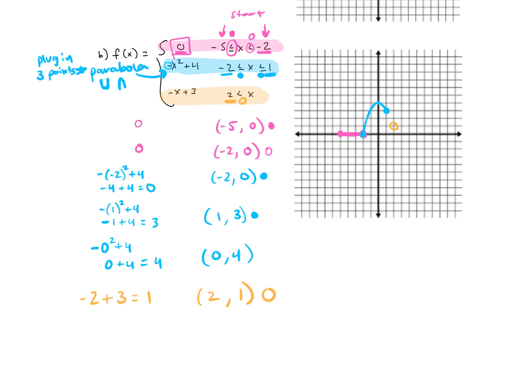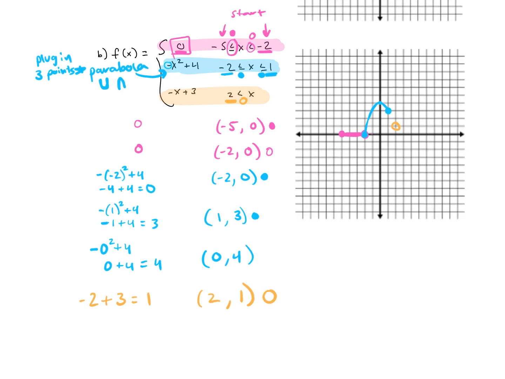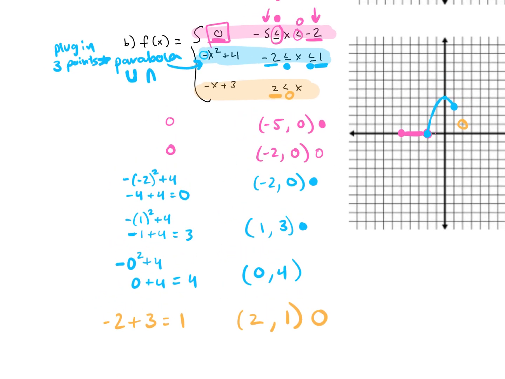Now we just have a point here. What type of graph do we have here? It's negative x plus 3. What's the shape of this graph going to be? It's going to be linear. It'll be a line. So we need 2 points. What's another point that I could plug in?